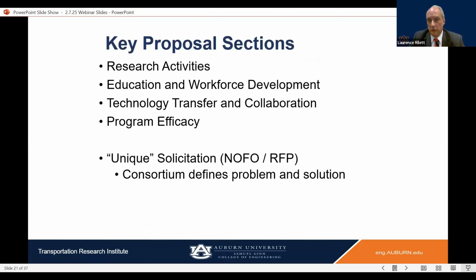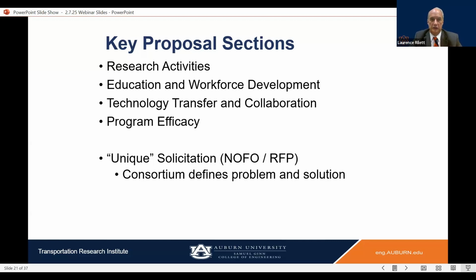The key parts of what the USDOT wants, and I pulled this from the proposal, is that they want to know about the research activities. They want to know about education and workforce development, technology transfer and collaboration, and program efficacy. How good are they at providing these types of things?